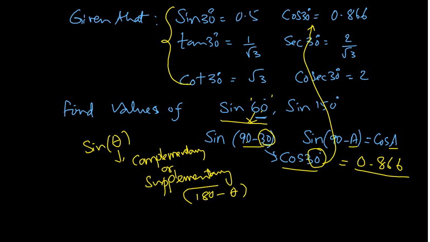Done? Can I proceed? You got it, right? So now what I need to do is sine 150. So sine 150, this is what I said. You can write this as 90 plus 60 also, or you can write this as 180 minus 30.